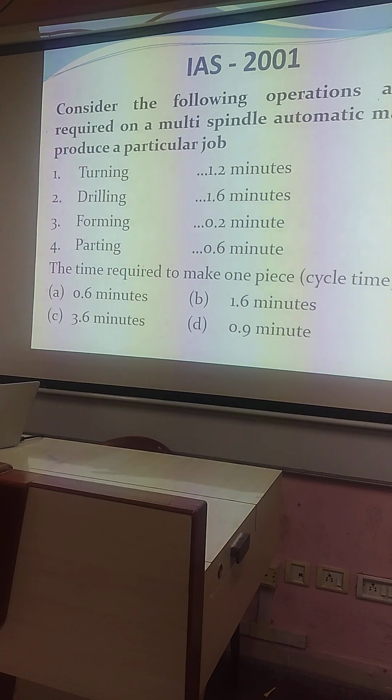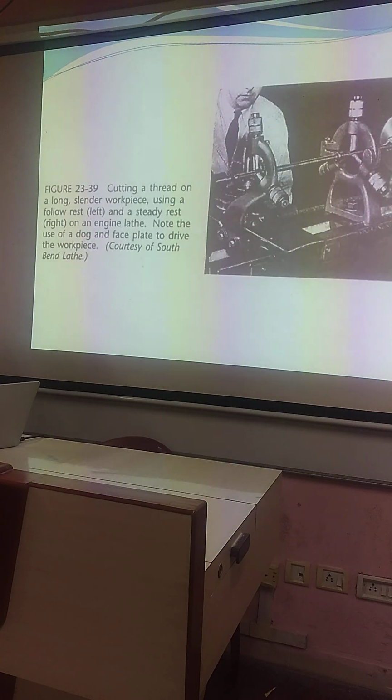On a multi-spindle automatic machine, simultaneously more than one operation may be performed. So, in 1.6 minutes you can complete all the operations, because in a multi-spindle automatic machine you can perform more operations simultaneously.